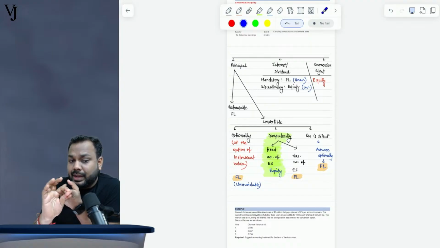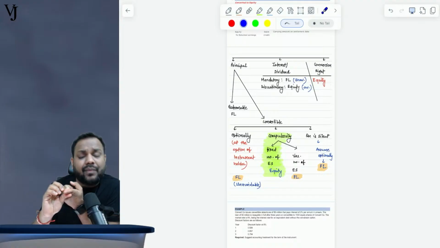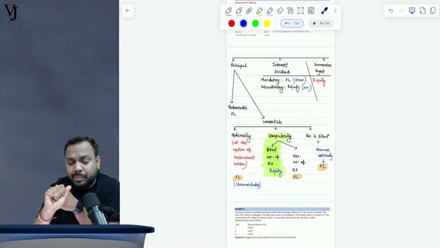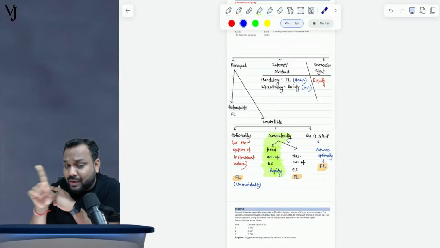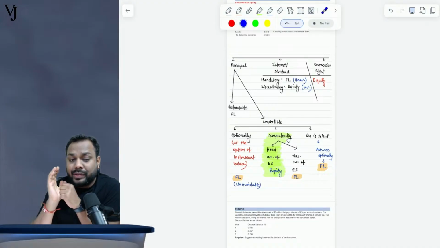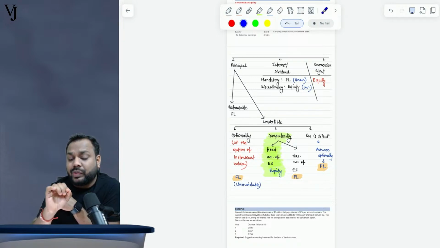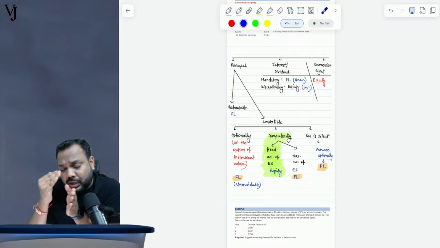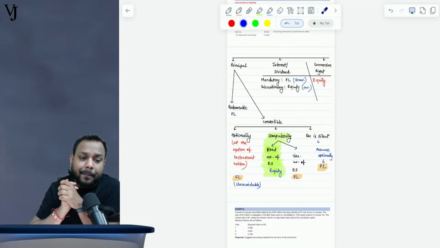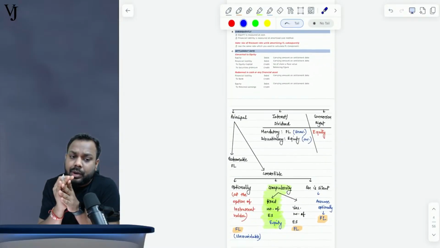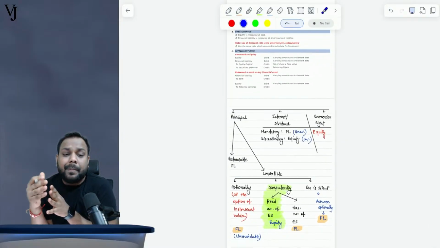Interest or dividend, if it is mandatory to be paid, if it is unavoidable, then it is a financial liability. If it is avoidable, it's equity. Now, principal, if it is compulsorily convertible to a fixed number of equity shares, then it is equity. In all other cases, it is a financial liability.